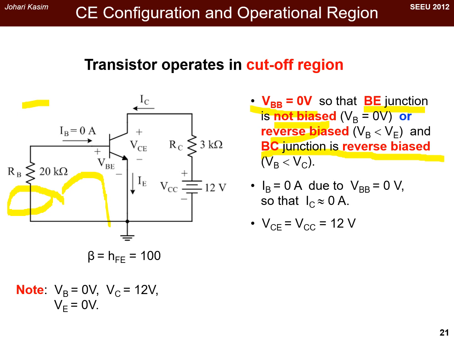and then after that we can analyze that IB is 0 ampere because there is no DC supply voltage, and then IC is also 0 because IC is equal to beta IB, and then if we analyze using Kirchhoff law analysis, we can find that VCE is equal to VCC, equal to 12 volt.